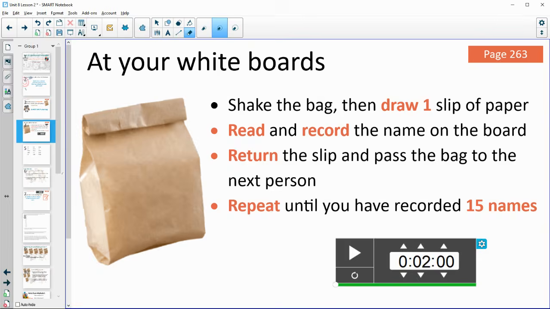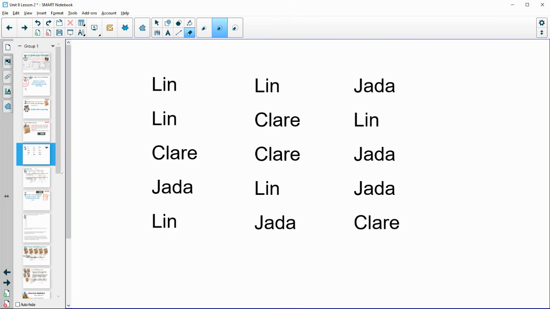All right, so what page 263 told you that you would have done in class is that you would have gotten a bag. This bag has a bunch of slips of paper in it with names on it. You'd shake the bag, draw a slip of paper, write down the name, and then return it into the bag, shake it up again, draw another one, and continue doing this until you have recorded 15 names. So I've done this for you, and here are the 15 names that came up when I drew them. So go ahead, pause the video and write these at the bottom of page 263 because you're going to need to use these.